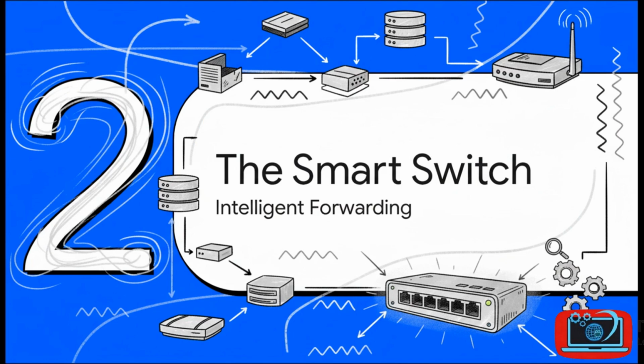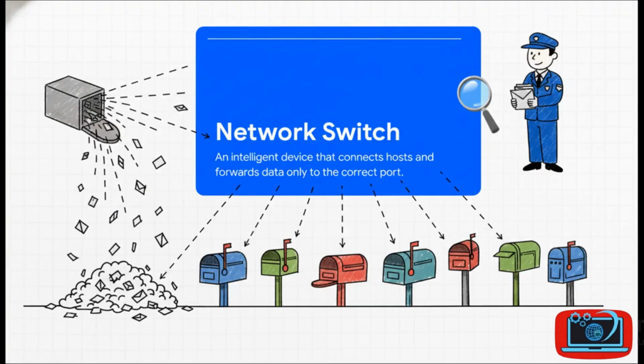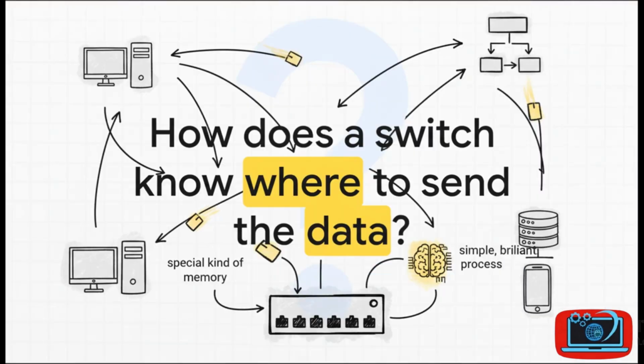So how do you solve a problem like a shouting network? Well, you get rid of the town crier and you hire a really smart postal worker. And that brings us to the network switch. Unlike the hub that just shouts everything, a switch is like that postal worker who knows exactly where everyone on the street lives. It doesn't just dump the mail in a big pile in the town square. It delivers each letter directly to the right mailbox. But how? I mean, how does a little box know where to send all that data so precisely? Well, it uses a special kind of memory and a really simple but brilliant process that basically changed networking forever.